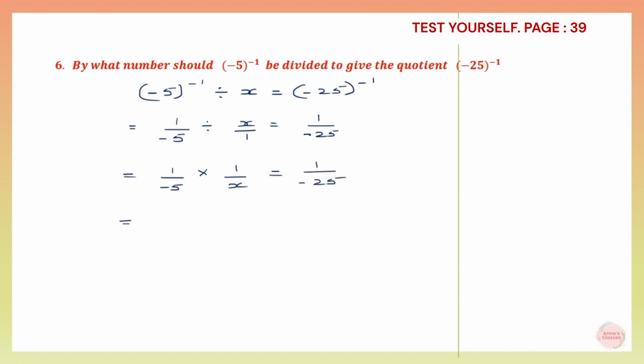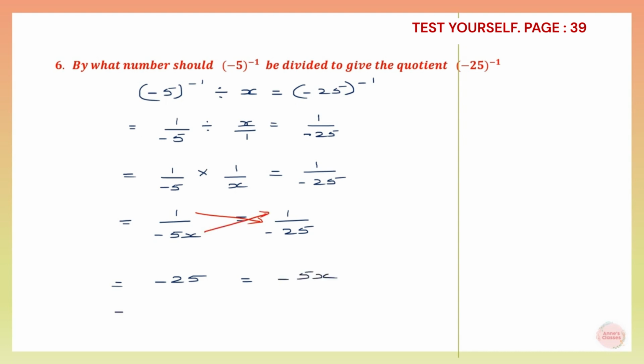So here we can multiply the numerators and the denominators. 1 into 1 is 1, minus 5 into x is minus 5x. And this is equal to 1 by minus 25. So here when you have something like this, you can cross multiply. That means I can multiply 1 and minus 25, the numerator and denominator. So what will that be? 1 into minus 25 is minus 25. And this will be equal to multiplying the other side, minus 5x into 1, which is minus 5x.